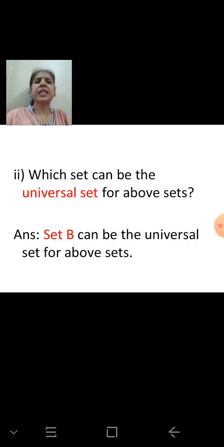Now, which set can be the universal set for the above sets? Now a universal set is a bigger set which accommodates all the given sets. So here which is the bigger set? That is India, that is set B, because all these cities and states are in India. So which can we take as the universal set? Set B can be the universal set for the above sets.